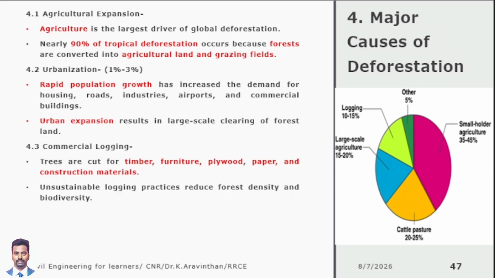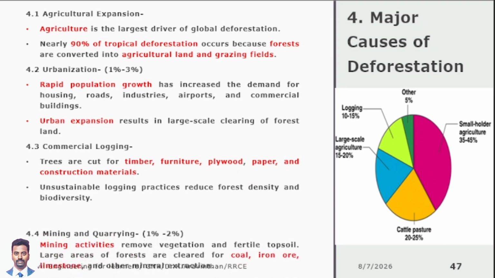Next thing, commercial logging. I told logging. Logging is meant by what? Trees are used for forest resources, used for industries. Sir, what are the industries they use? Paper industry, rubber industries use forest, furniture, plywood, all the materials are being used as logging. So this is the industrial reason.